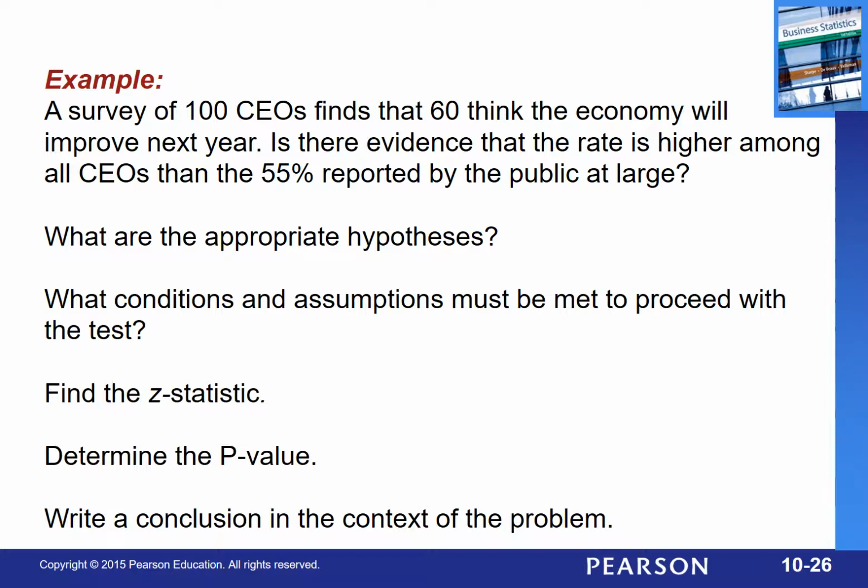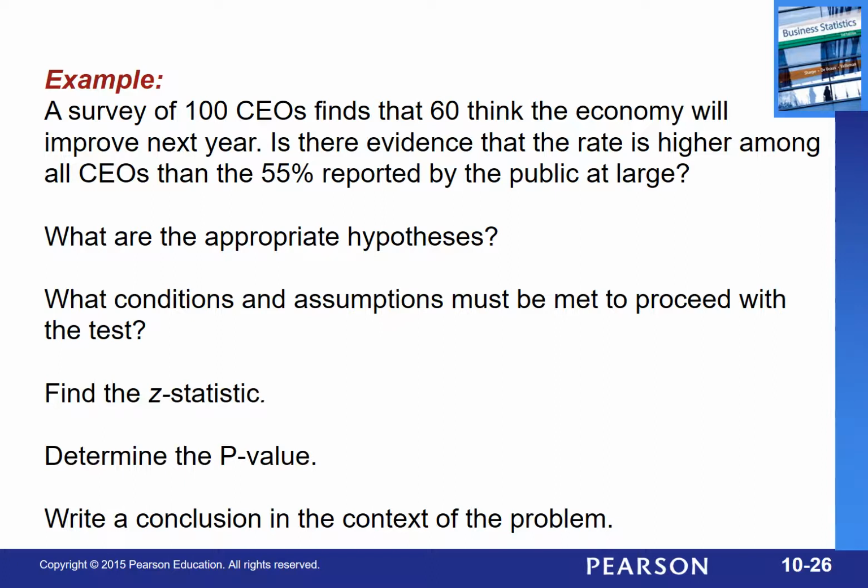So suppose you have this survey, well, no, don't suppose, this was actually data. A survey of 100 CEOs finds that 60% think the economy will improve in the next year. This is from 2015, just for reference. Is there evidence that the rate is higher among all CEOs than the 55% reported by the public at large?